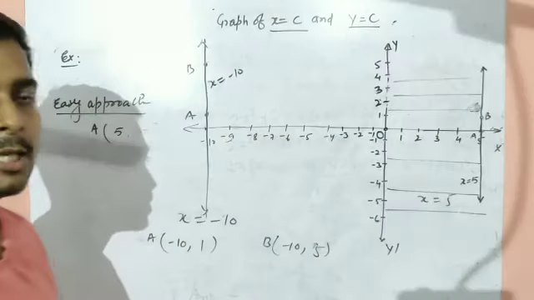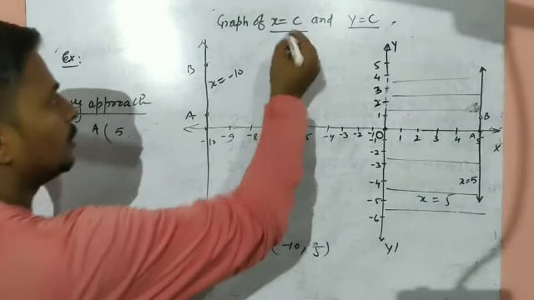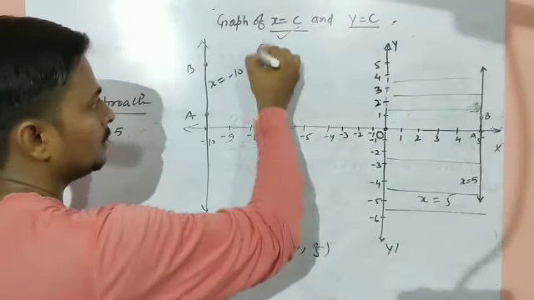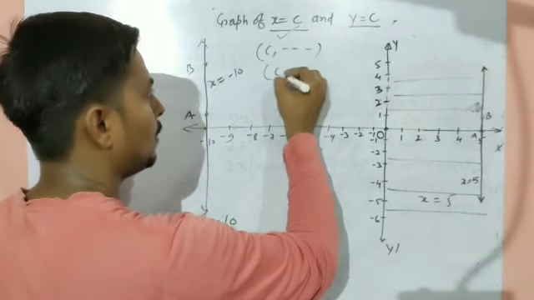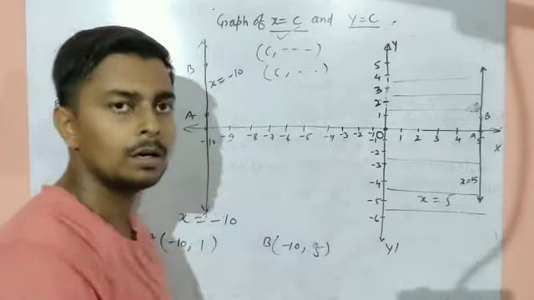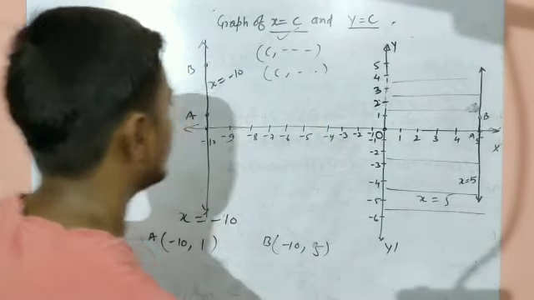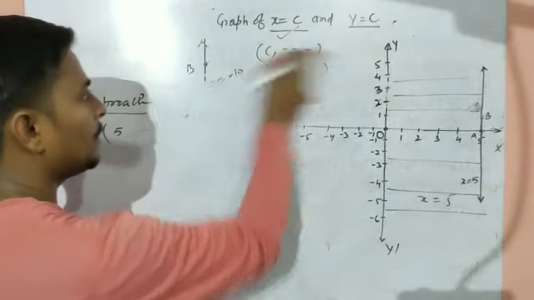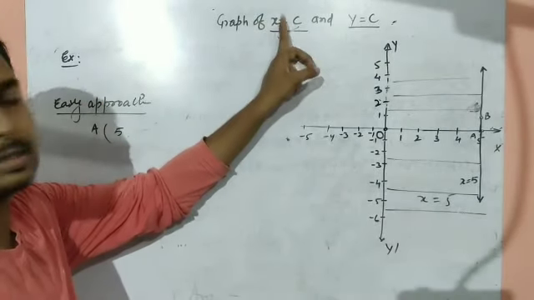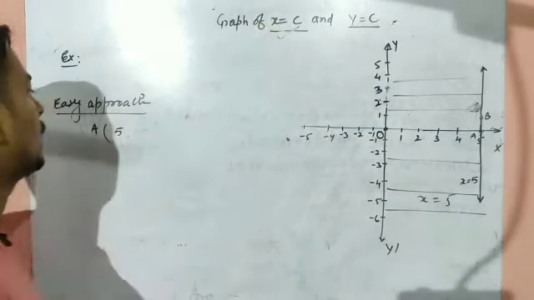So these are very easy things to draw. X is equal to a constant: take c comma whatever you like, c comma whatever you like, and join the points to get the line. And the important thing was that this line will be parallel to the y-axis.